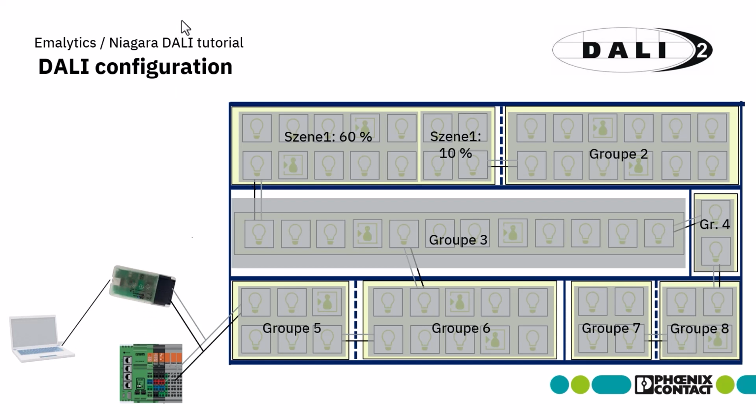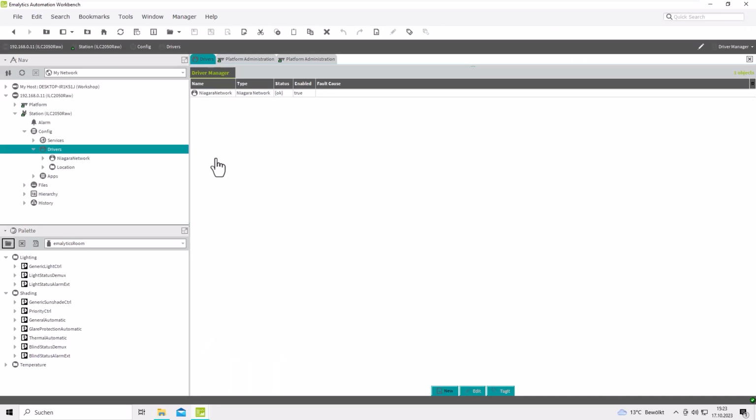In this tutorial we learn how to implement the configuration with our Emalytics automation. So we can also do the configuration directly in Emalytics and without a DALI mouse. We will now start with the Emalytics automation workbench. We can also work with an external Niagara workbench and implement our Phoenix Contact Niagara add-ons to do so.